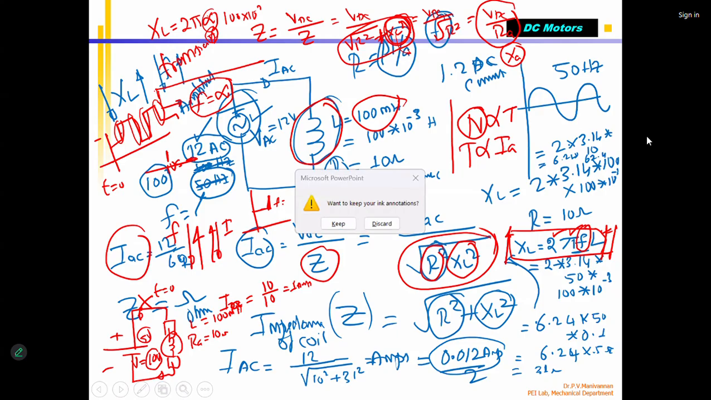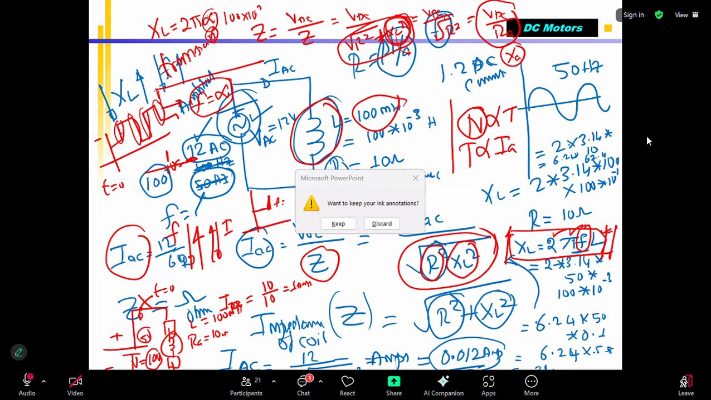Sir, hello. Yeah. Sir, can we get any circuit diagrams for learning? Next class we will talk about that. Next class. Okay. Sure, sir.